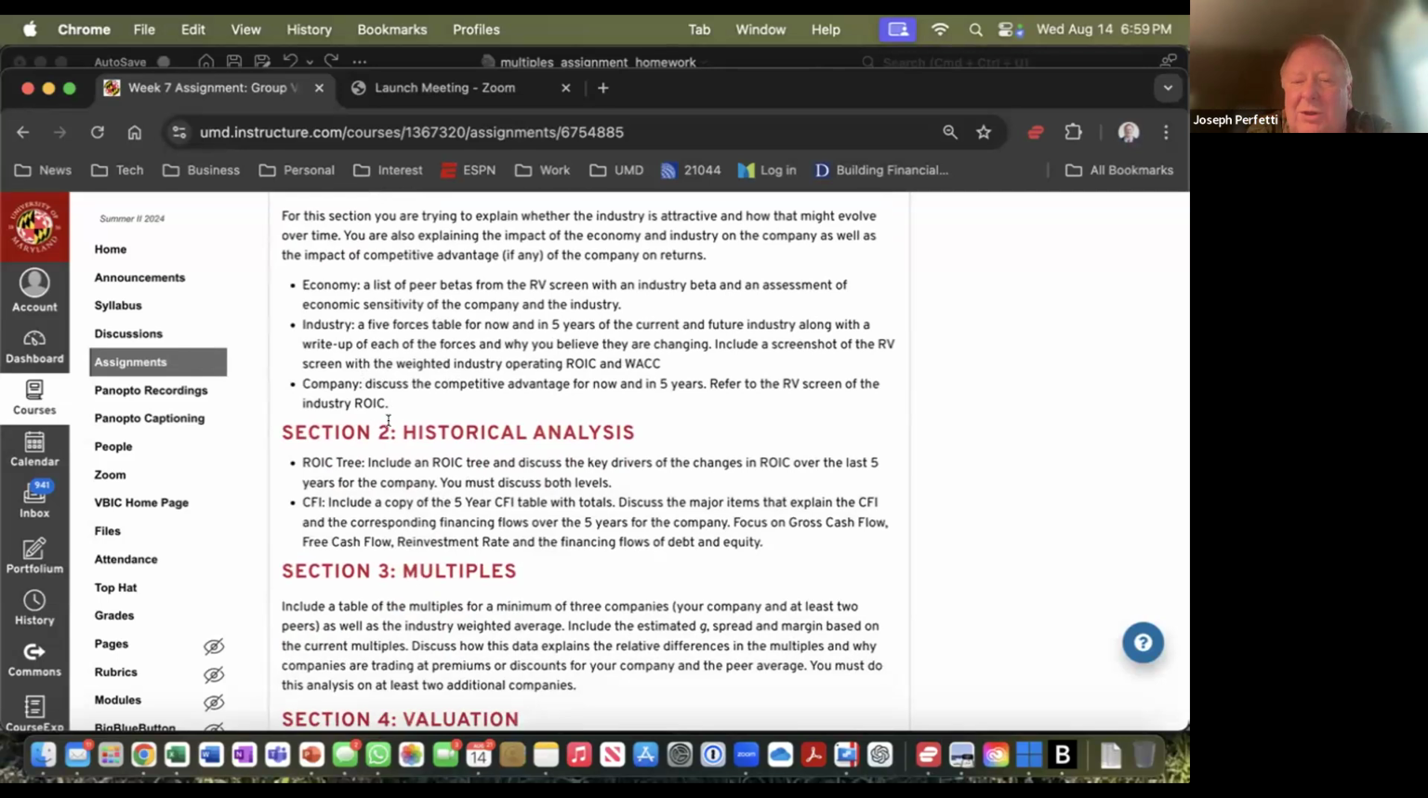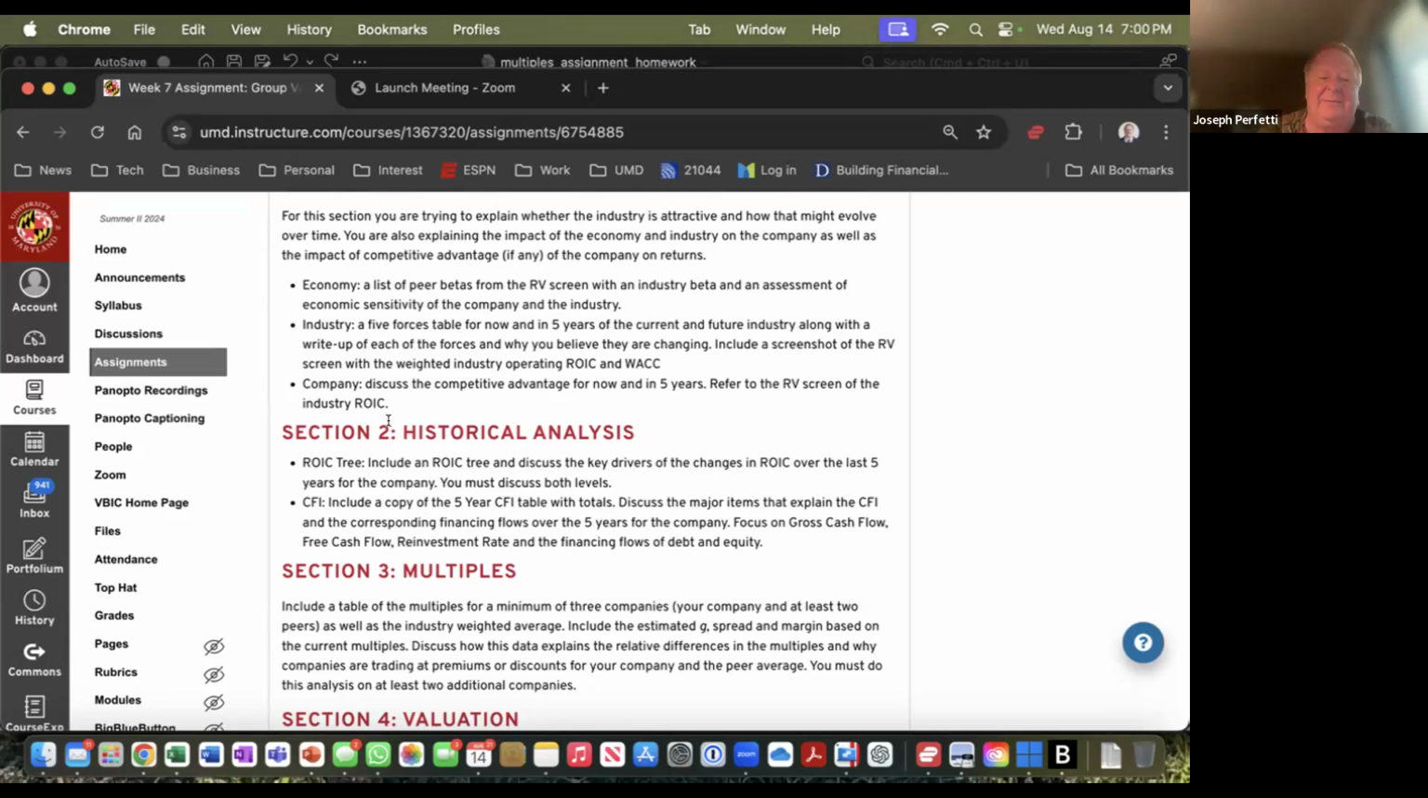Section 3, multiple analysis. You're going to do your company against 2 peers. And in just a minute, I'm going to ask who those peers are, and then we'll actually get the data for those peers. Then basically you will do that analysis, very similar to your week 6 homework assignment that we just went over. That's about 5 minutes.